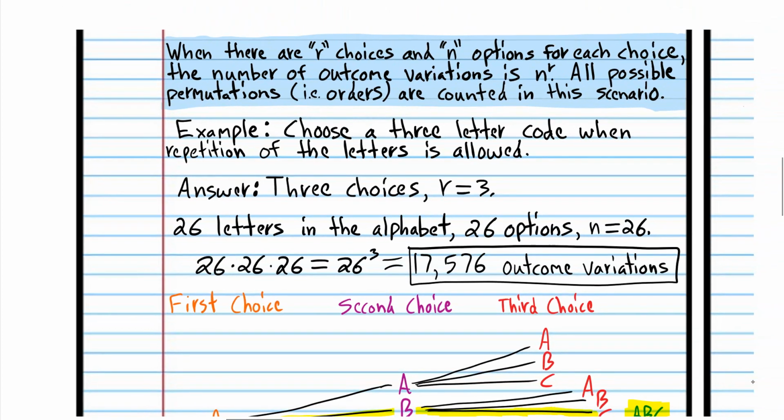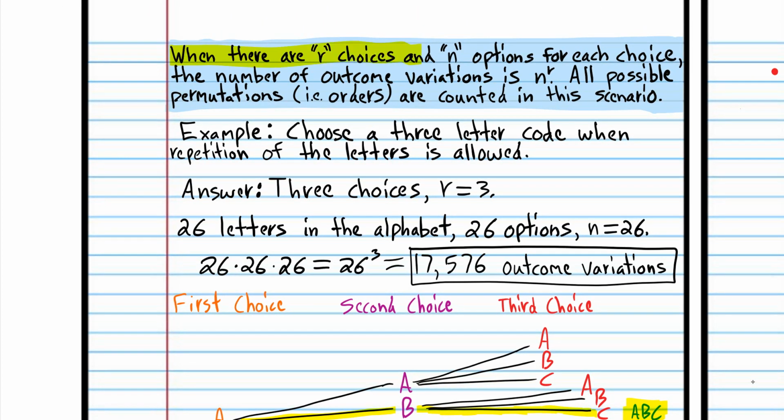So when there are R choices and N options for each choice, the number of outcome variations is N to the R. So that's this here, N to the R. N is 26 and R is 3.